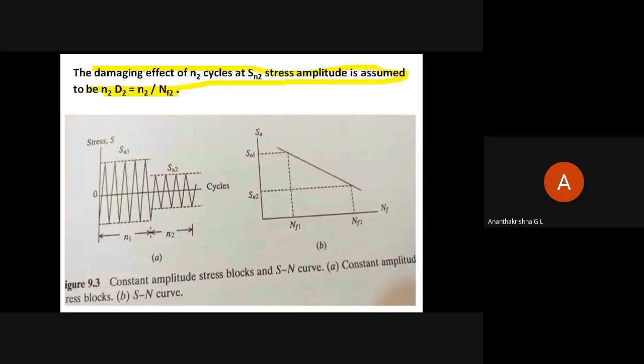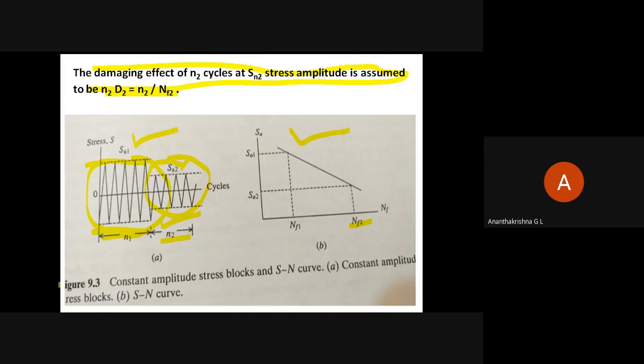So N1 is the number of cycles that is subjected to a constant amplitude, and then N2 is another number of cycles, okay, that is NF2, for which the stress is lesser. So the number of cycles subjected to lesser stress, and these are the number of cycles that are subjected to higher stress values of SN1, and this is their SN curve.